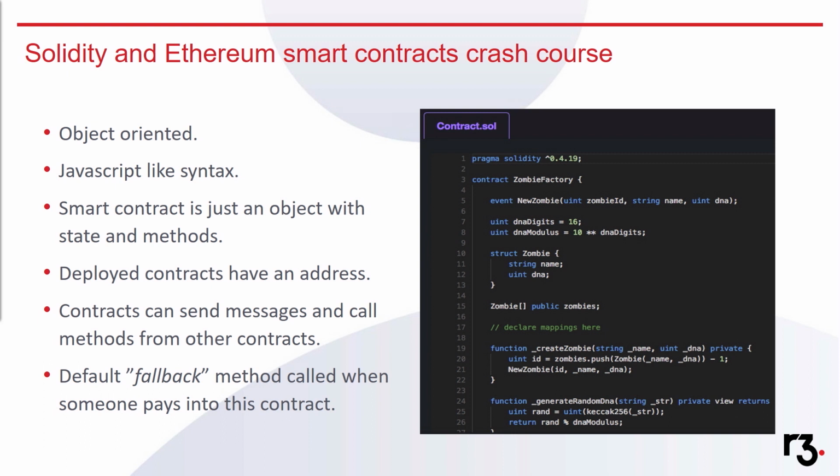It's just that Solidity is an object-oriented language with a JavaScript-like syntax. A smart contract in Ethereum is just an object that has states and methods. Methods have visibility modifiers, same as in Java. Once they get deployed, they receive an address, and the contracts get replicated on the network. And also they can send messages to each other, so they work with other contracts. And also there is a fallback method that gets called when someone pays money into a contract. And this was used maliciously a lot.